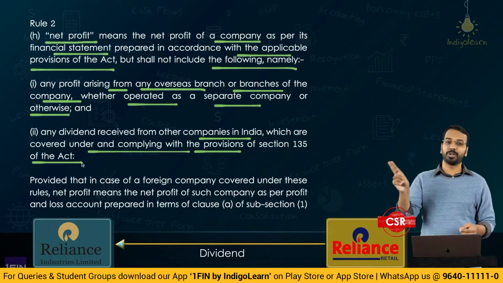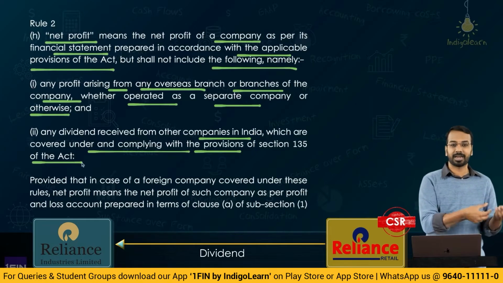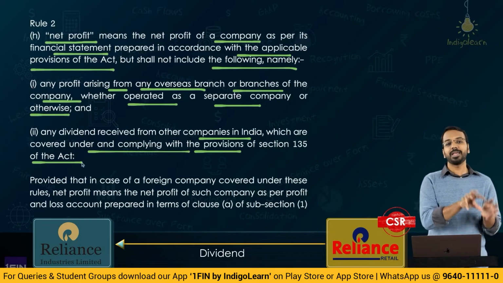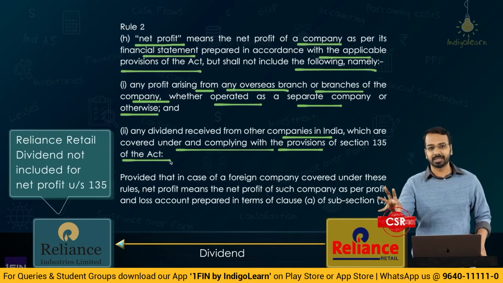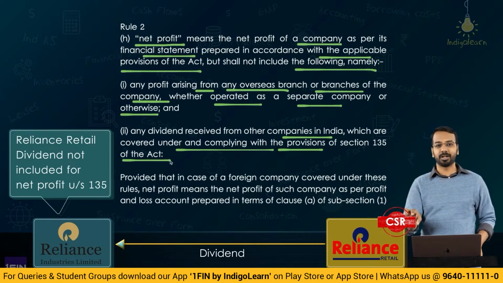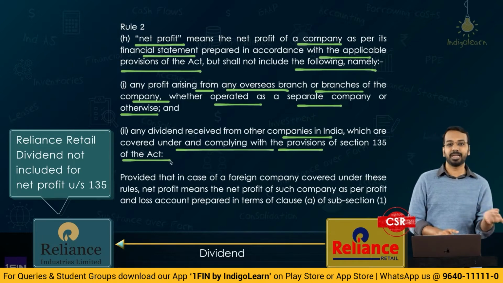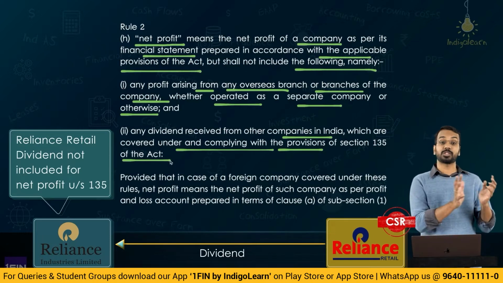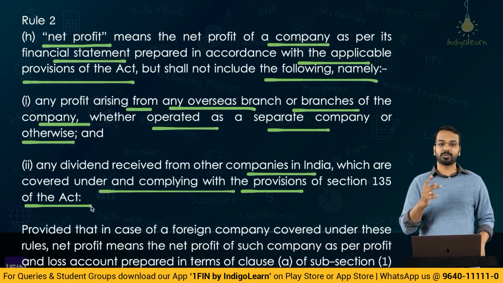That will be used to calculate the net profit. So, here one company which has already spent on CSR, and out of whatever has been left, it is paying that dividend to another company. So, what the rule says, for Reliance Industries, you will not consider the dividend income which is paid by Reliance Retail, provided Reliance Retail is covered under section 135 and has to spend amounts on corporate social responsibility. So, these two items would be excluded.